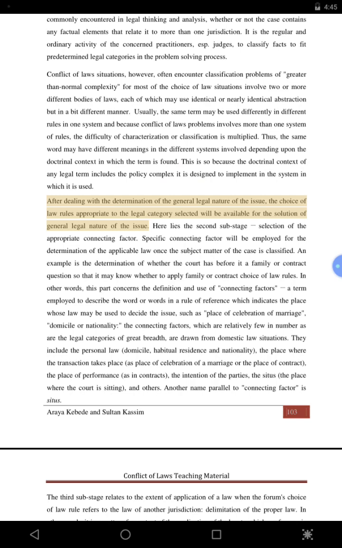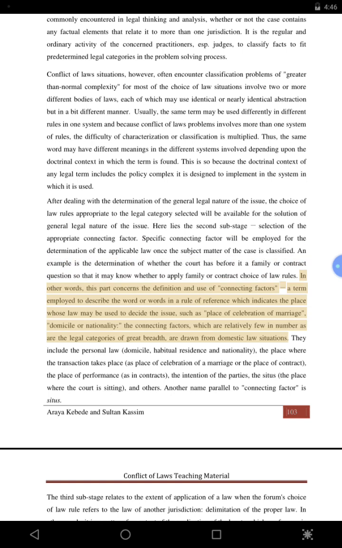After dealing with the determination of the general legal nature of the issue, the choice of law rules appropriate to the legal category selected will be available for the solution. Here lies the second sub-stage: selection of the appropriate connecting factor. A specific connecting factor will be employed for the determination of the applicable law once the subject matter of the case is classified. An example is the determination of whether the court has before it a family or contract question so that it may know whether to apply family or contract choice of law rules.